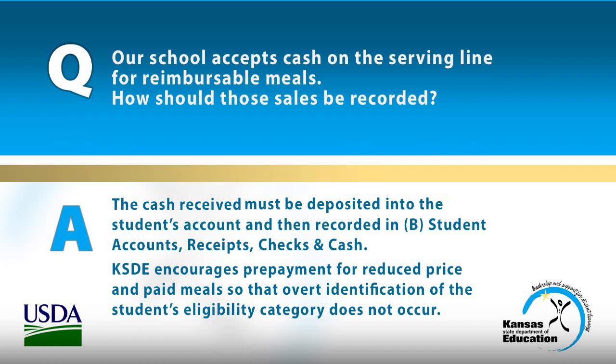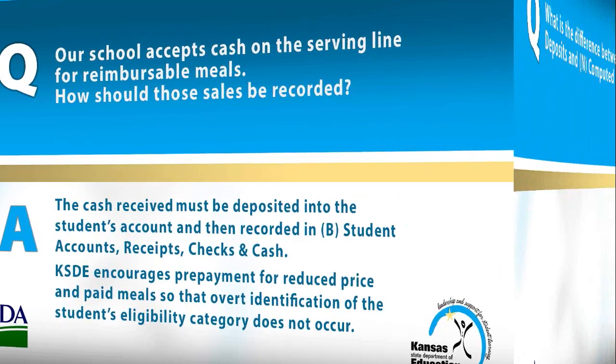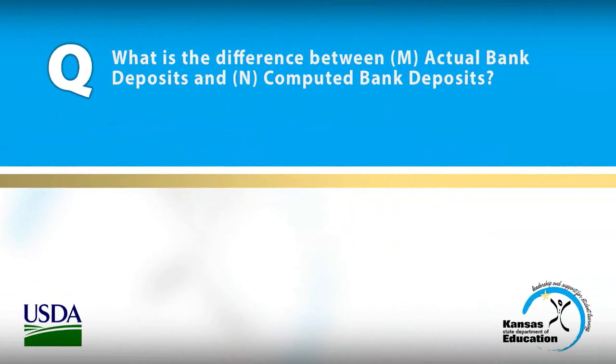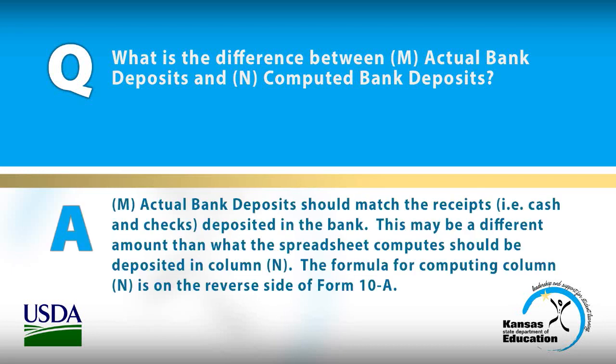KSDE encourages prepayment for reduced price and paid meals so that overt identification of the student's eligibility category does not occur. Another question has been, what is the difference between M, actual bank deposits, and N, computed bank deposits? And the answer is M, the actual bank deposits, should match the receipts, the cash and the checks, deposited in the bank. This may be a different amount than what the spreadsheet computes should be deposited in column N. The formula for computing column N is on the reverse side of Form 10A.